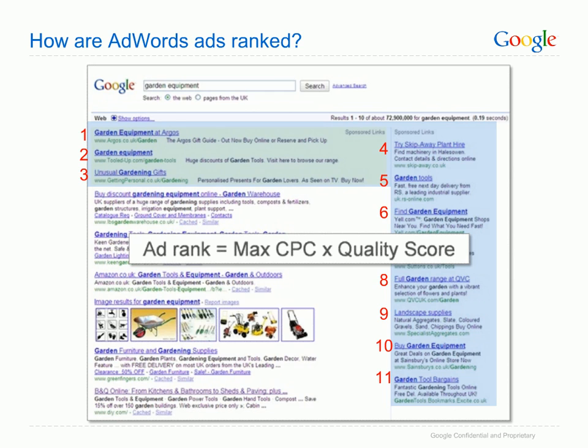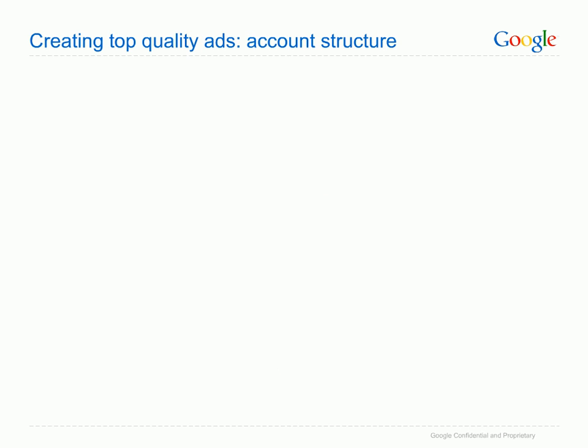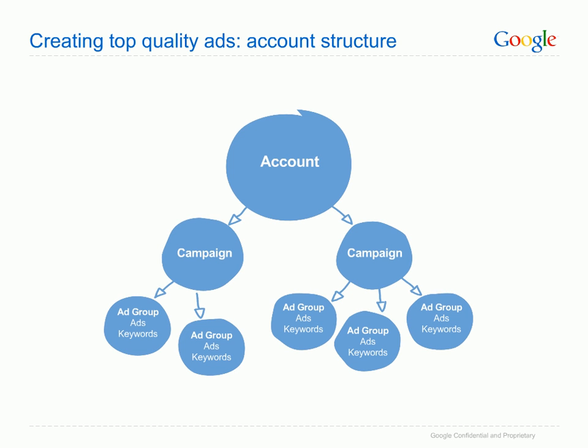This means that you have the freedom to constantly improve your account, to learn from what works, and improve your quality to make your AdWords account as successful as possible. So how do you create top quality advertising? The first step is to make sure that your account is organized correctly. We showed you this diagram in the last course, and it shows you how your AdWords account is structured. This structure enables you to really target your advertising and make your ads specific and relevant.